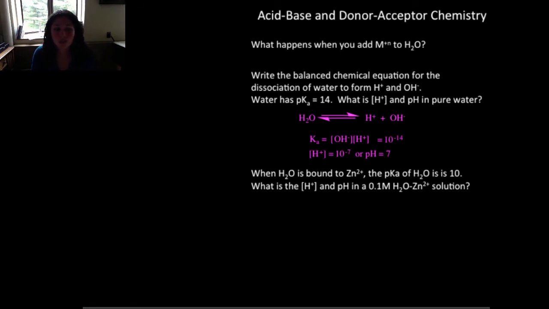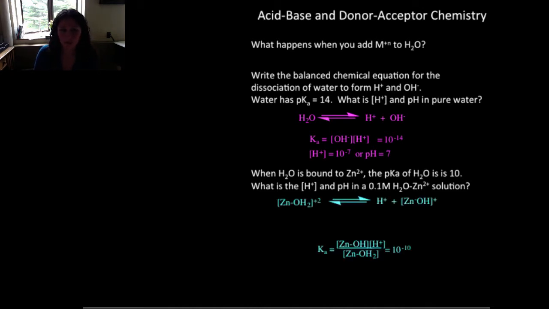Now, when water is bound to zinc, the pKa of water is 10, so it's lower, which means that the equilibrium actually goes more to the right. Here's the analogous chemical equation where you have zinc bound to water, and it dissociates into hydrogen ion and zinc-bound hydroxide ion. If the pKa is 10, then the Ka is 10 to the negative 10.